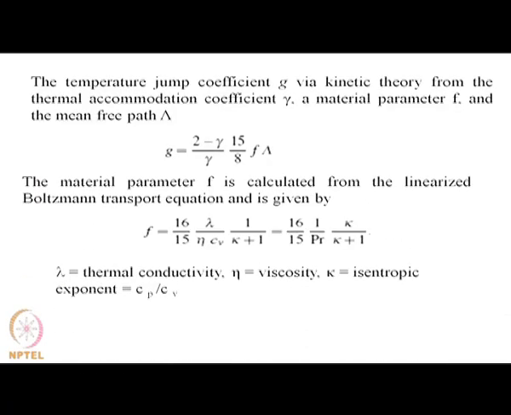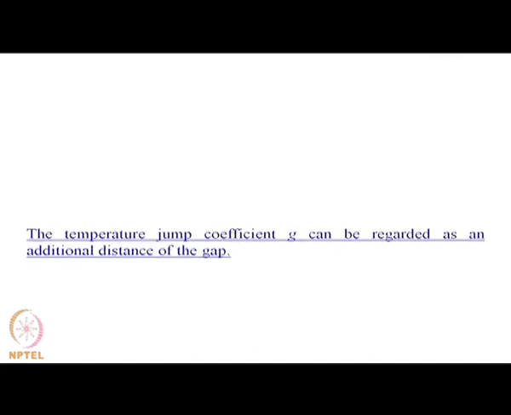at the interface. Now, this temperature jump coefficient G can also be obtained via kinetic theory from the thermal accommodation coefficient, a material parameter denoted by F, and the mean free path. So G is given in terms of 2 minus gamma, where gamma is the accommodation coefficient, the factor F whose formula is given, and the mean free path. Once we have the value of G, the temperature jump at the interface can be evaluated.